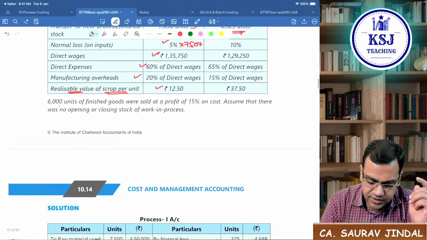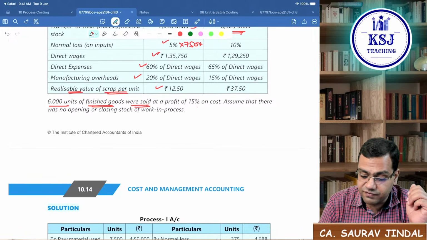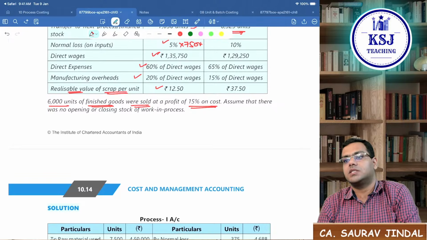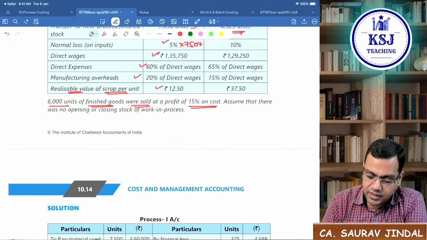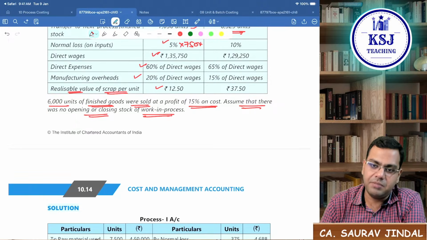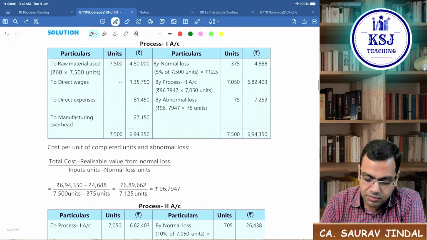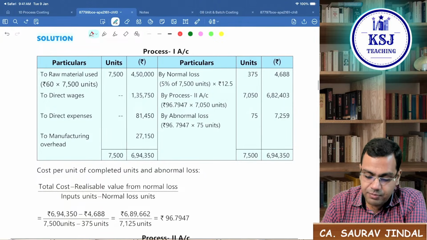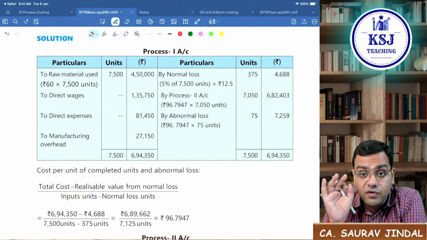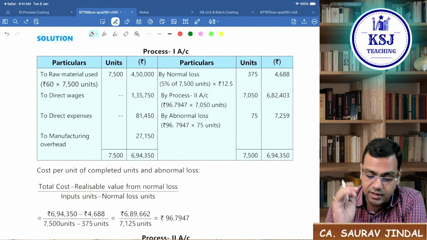After that, 6000 units of the finished goods were sold at a profit of 15% on the cost. Some of the units are being sold. Assume that there was no opening or closing stock of WIP. So you have to prepare all the process accounts. Let's talk about process 1 account. In the process 1 account, the first and foremost thing that you have to write is always the input. Input means the material, right?